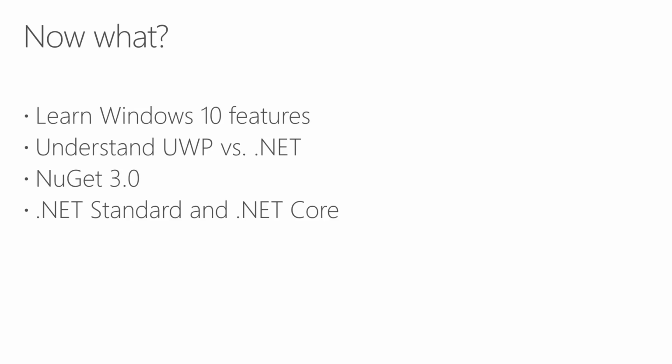There is a new package manager that was just released a couple of months ago, and that is NuGet 3. I could spend an hour talking about NuGet 3, so I encourage you to learn more about it. But essentially, it's a new way of deploying packages that works well with .NET Standard and the new features that Microsoft is building. Going forward, .NET and .NET Core are going to be deployed using NuGet 3. The other thing you need to learn, of course, is the difference between .NET Standard and .NET Core.